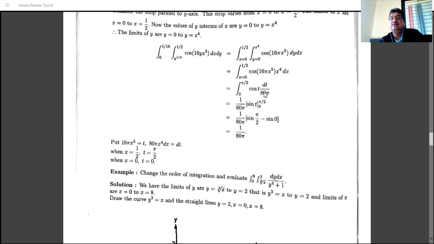That is the integral of cos t dt divided by 80π. 1/(80π) is constant, and the integration of cos t is sin t from 0 to π/2, that is the value at the upper limit minus the value at the lower limit. sin(π/2) is 1 and sin 0 is 0. So we have this answer.